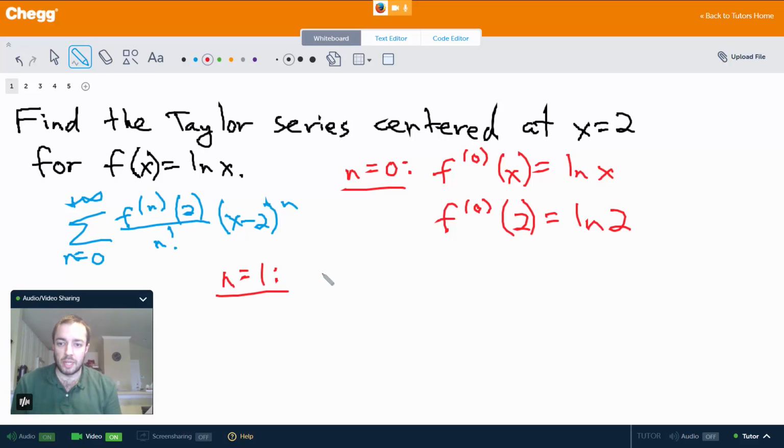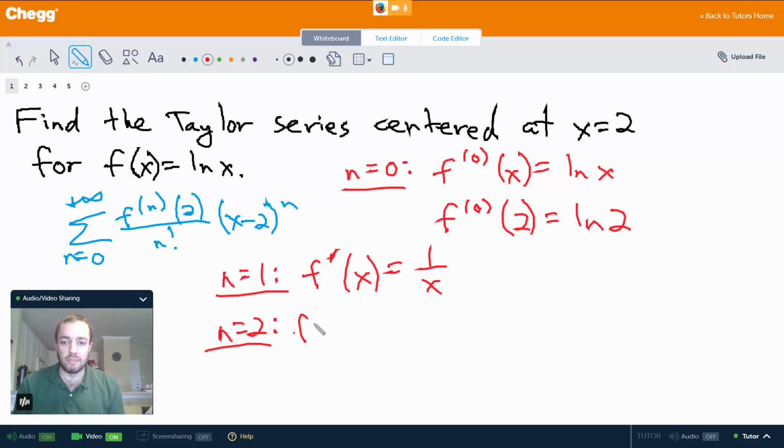Now let's see what happens when n equals 1. Then we have the first derivative, f primed, so I'll just use that prime notation. f primed of x equals 1 over x. Now I'm not going to evaluate just yet. Instead, let's continue with the derivatives and see if we can detect any patterns here. So what happens when n is 2? When n is 2, we have f double primed of x equals the derivative of 1 over x, which we know is negative 1 over x squared.